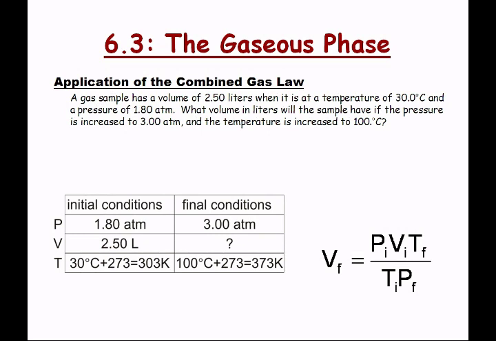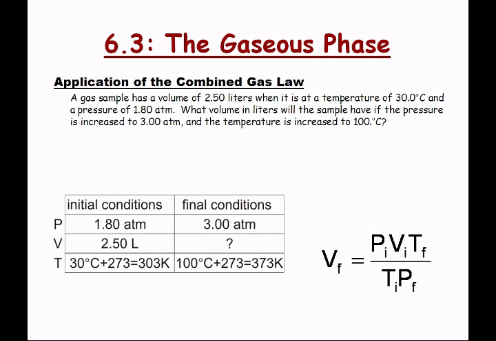So let's go ahead and manipulate this. Remember the combined gas law: PI VI, so that's Boyle's law, over TI equals PF VF over TF. And we're looking for VF, which is up here. So what do we want to do? Well, first we can multiply both sides by TF to cancel out TF, like that. And now we have this equal to PF VF, and on the other side TF PI VI over TI.